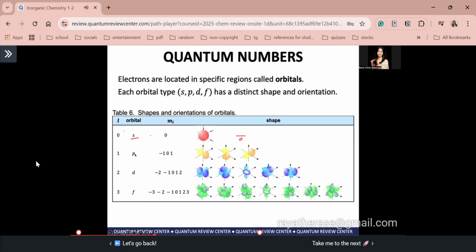Next, for l is equal to 1, it refers to the p subshell, which has 3 orbitals. Ito. These are dumbbell shaped. So you can see here, and their orientations are given by m sub l equal to negative 1, 0, plus 1. So ganito yung orbitals ni p. Negative 1, 0, plus 1.